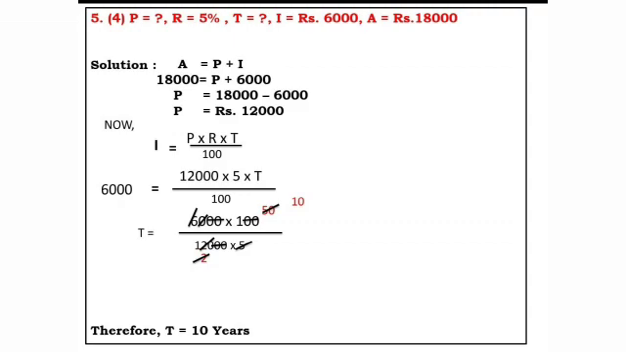Now I is what? 6,000 is equal to P, you have found out, that is 12,000 into 5 into T upon 100. Now again this 12,000 into 5 upon 100, when it goes to your left hand side, it gets reciprocal. Therefore T is equal to 6,000 into 100 upon 12,000 into 5. After cancellation you get time as 10 years. So here your principal is rupees 12,000 and the time is 10 years.